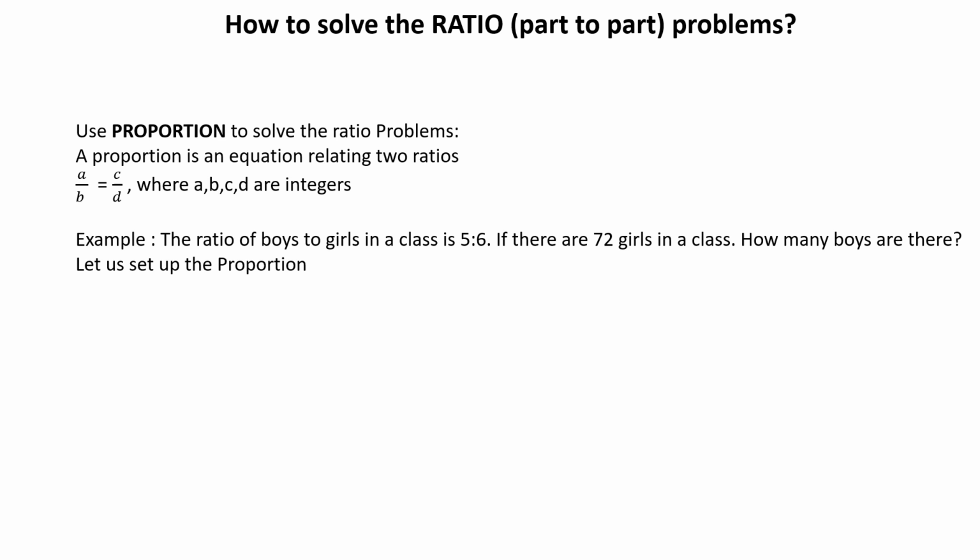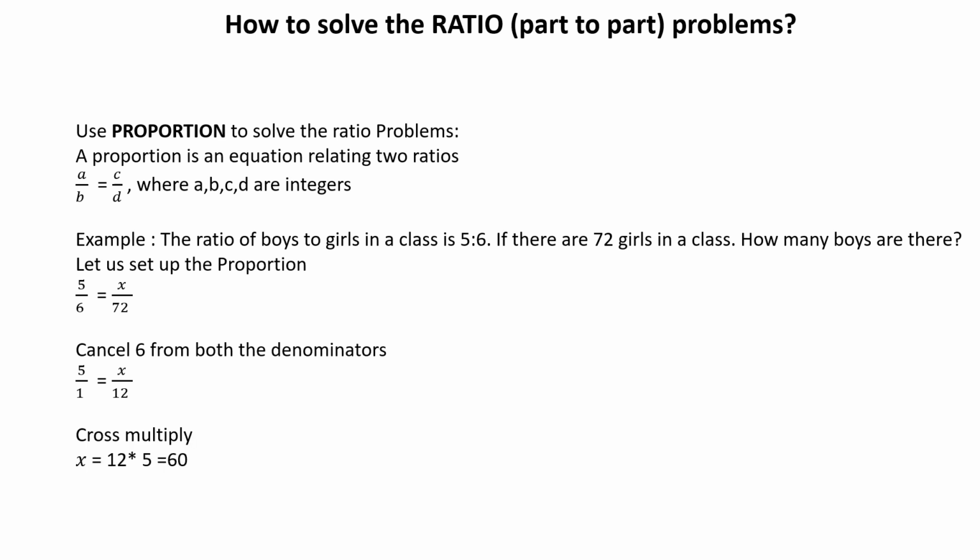Now, as we don't know the number of boys here, we will assume the number of boys to be x. So, we have the proportion, that is 5/6 is equal to x/72. We will cancel 6 from the denominators and cross multiply. So we will get the value of x, which is basically the number of boys in the class, as 60.